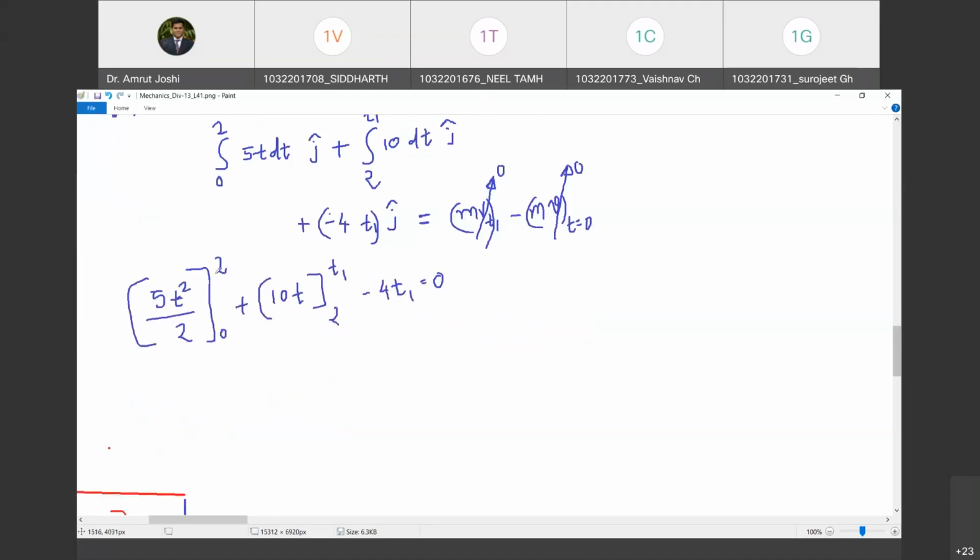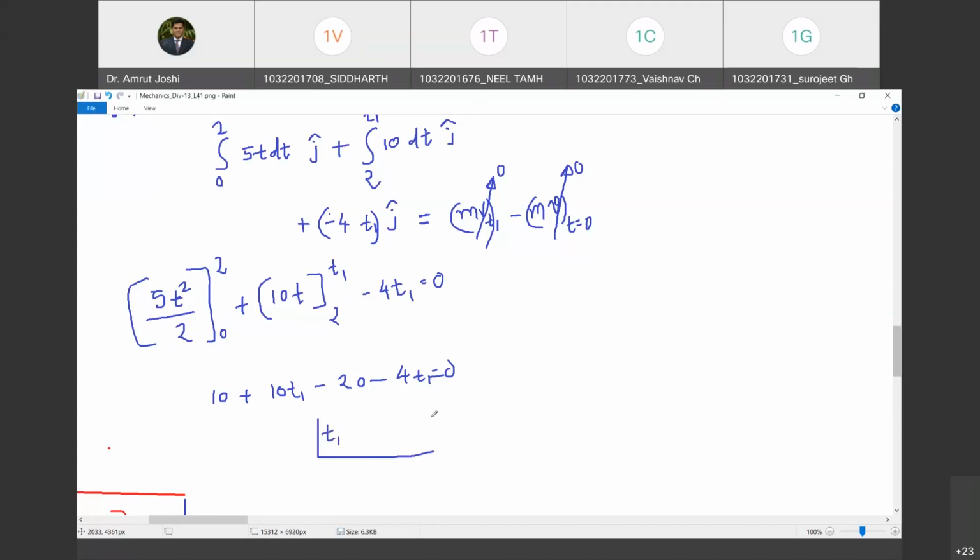So let us solve this. So 2 2s are 4. 4 by 2 is 2. So it is 10. Do you agree with me? Yes, sir. Then it is plus 10t1 minus 20, minus 4t1 equal to 0. One minute. Now solve for this. So what is the value of t1?